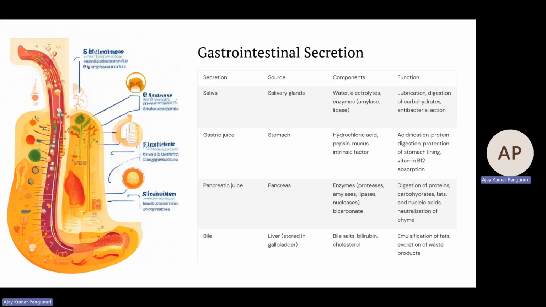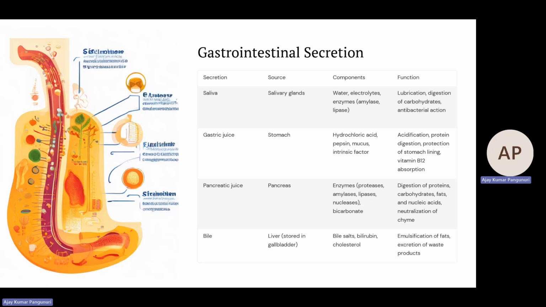Gastrointestinal secretion. Starting with saliva, the source of saliva is the salivary gland, and the components of saliva include water, electrolytes, and enzymes like amylase and lipase, which help in lubrication, digestion of carbohydrates, and mild antibacterial action.